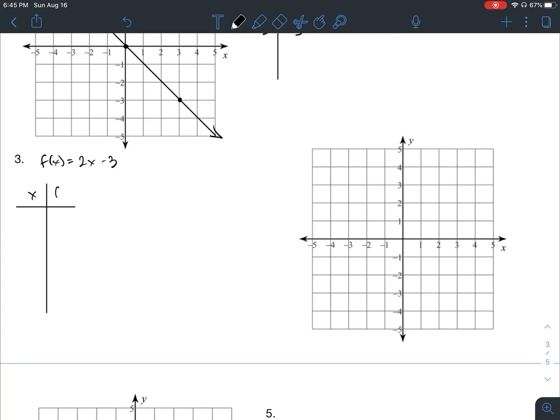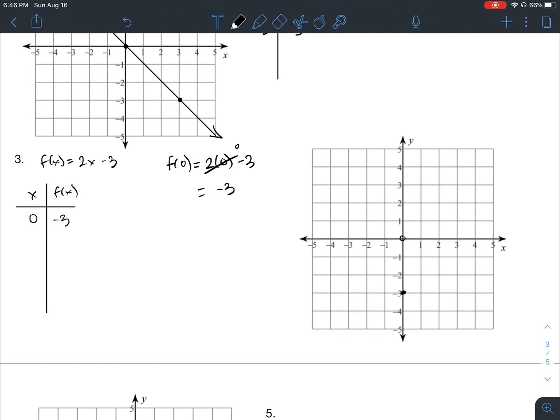We have our inputs and our outputs. Let's go ahead and start with 0 because that's always the easiest. So f of 0, our input value, is equal to 2 times 0 minus 3. Well, 2 times 0 is just 0. So this is going to equal negative 3. So when x is 0, y is negative 3.